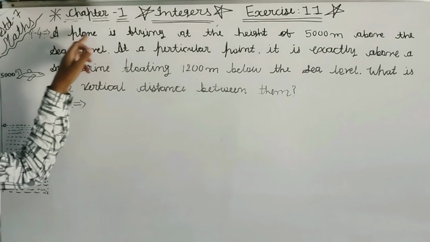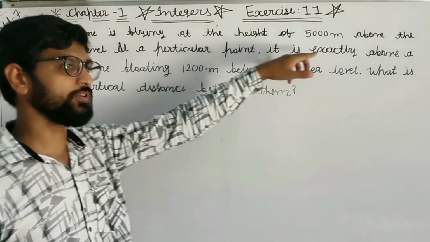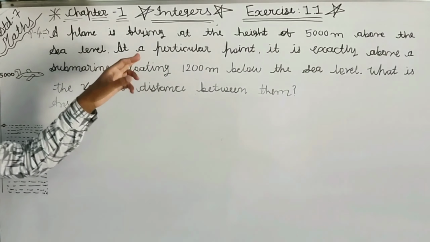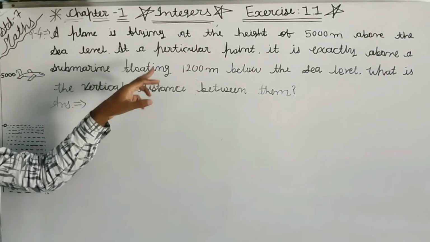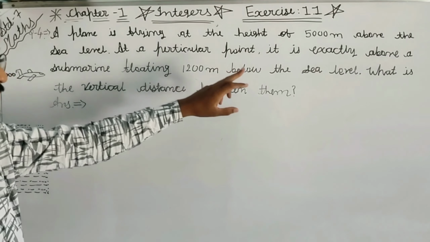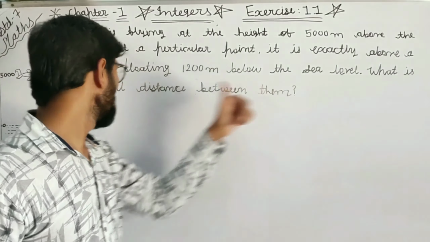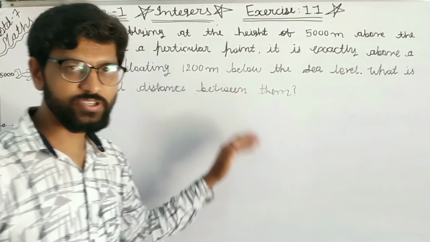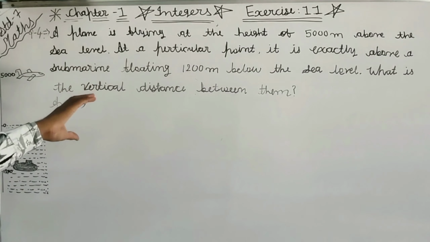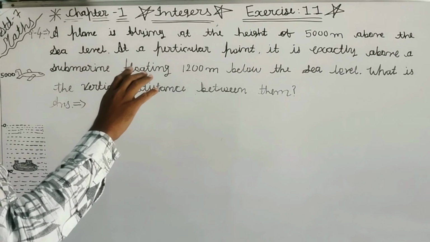Question number 4: A plane is flying at a height of 5,000 meters above the sea level. At a particular point, it is exactly above the submarine, floating 1200 meters below the sea level. What is the vertical distance between them? Read the question and think about the answer.